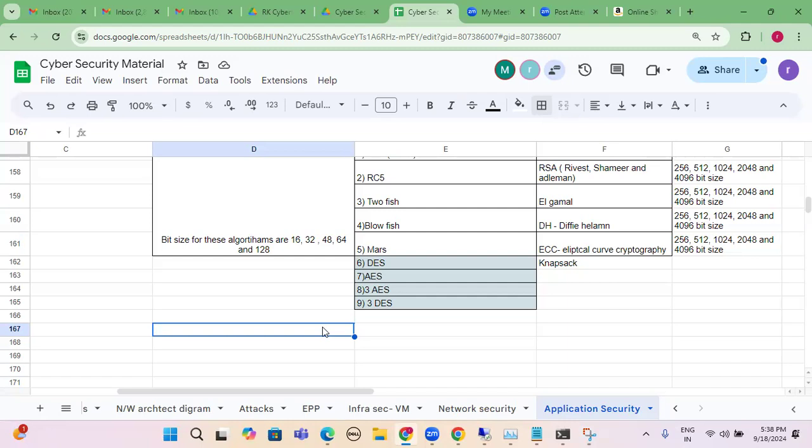OWASP Top 10 is one of the frameworks. MITRE ATT&CK framework, ITIL process, NIST framework. In a similar way, the cyber kill chain process. So these are a couple of processes and frameworks we already discussed.